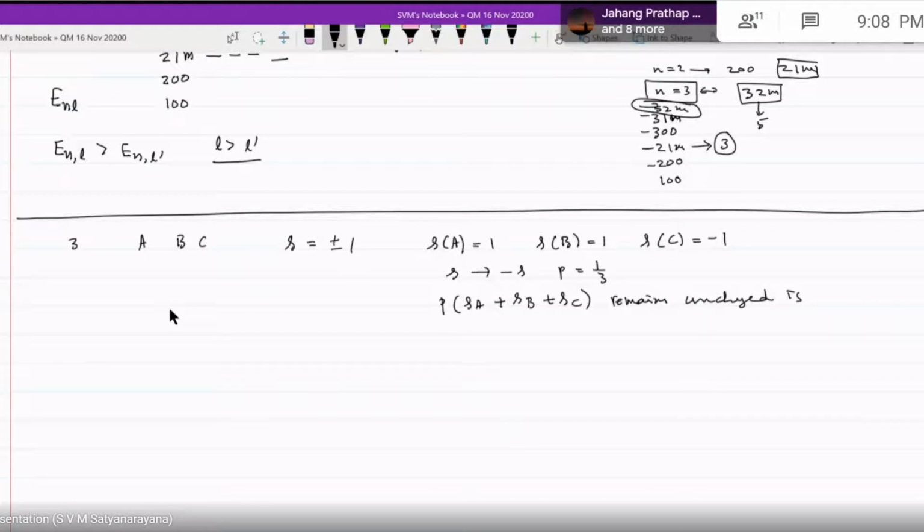Okay. What are the options? 2/3, 1/3, 2/9, and 4/9.